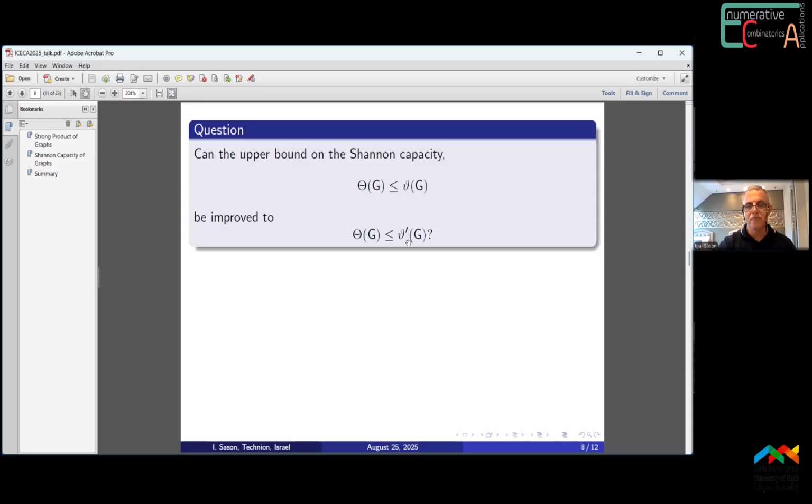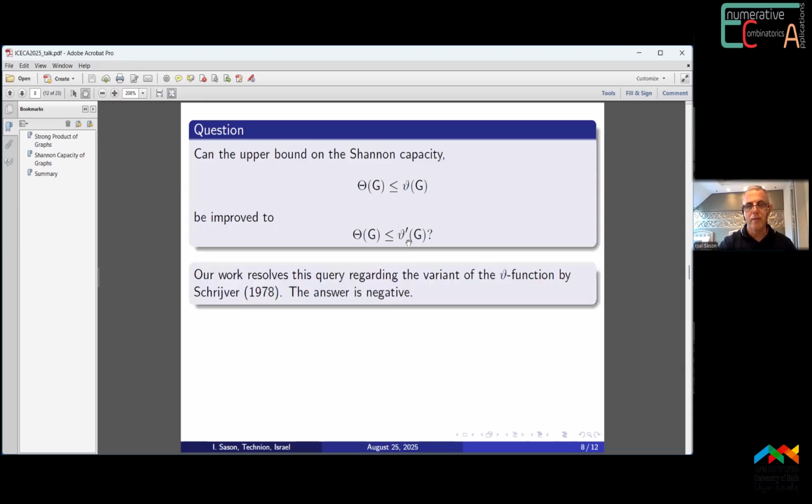And the purpose of this talk is to show that the answer to this question is negative by presenting an explicit example where Schrijver's theta function is strictly smaller than the Lovász theta function. And in spite of the fact that the Shannon capacity of that graph is not known exactly, we show that Schrijver's theta function for that graph cannot be an upper bound on the Shannon capacity of that graph.